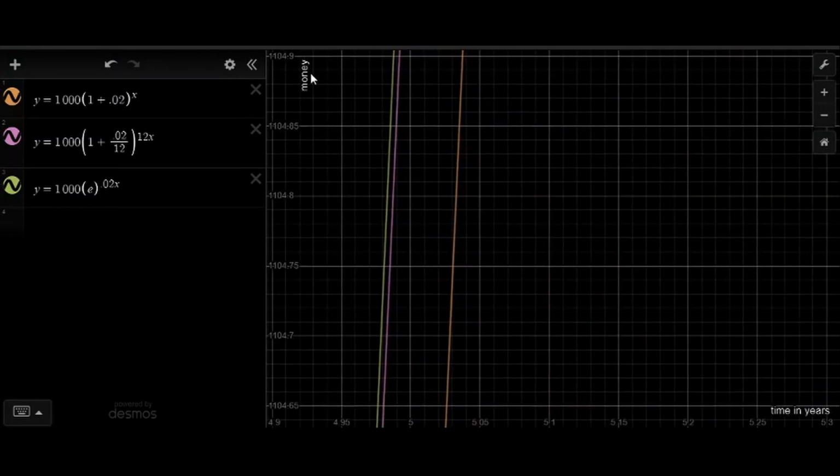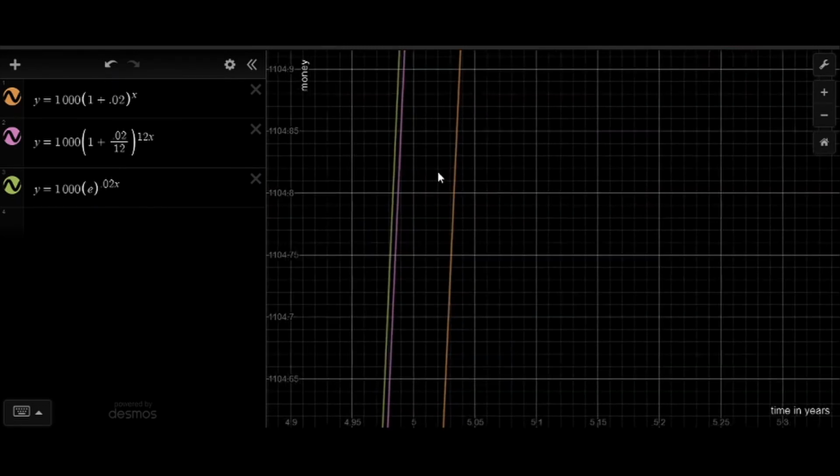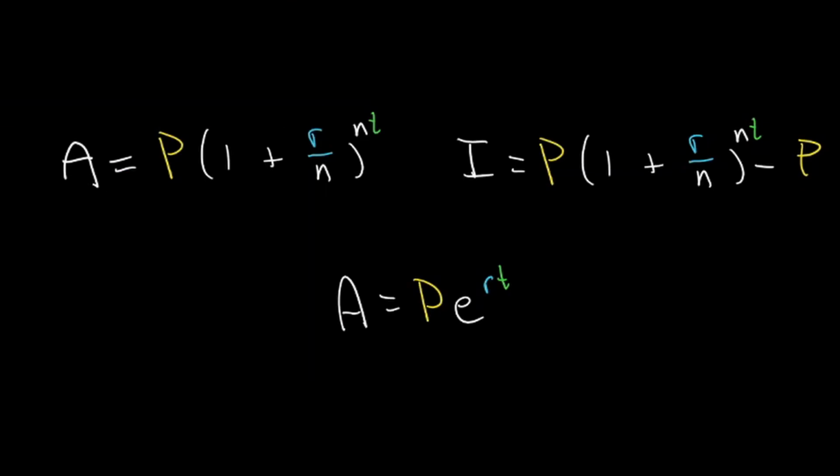So the money will grow the fastest when it is compounded continuously, and the more it is compounded, the faster it'll grow. And that is it for compound interest.